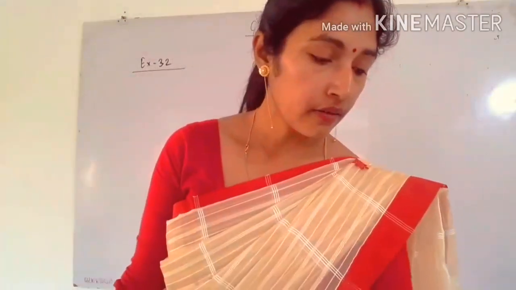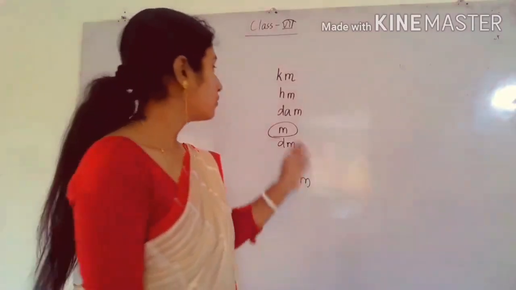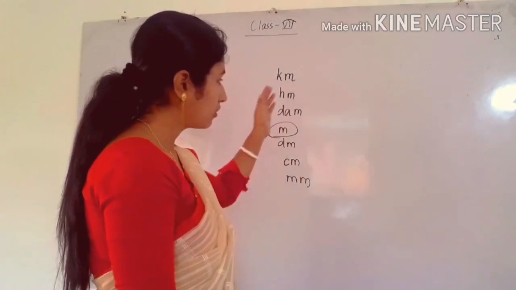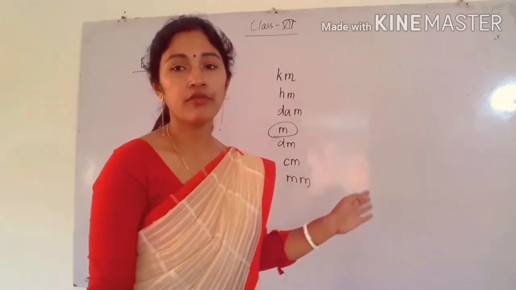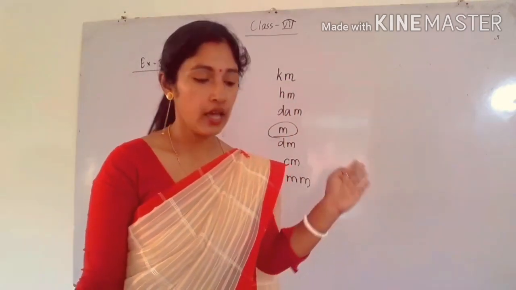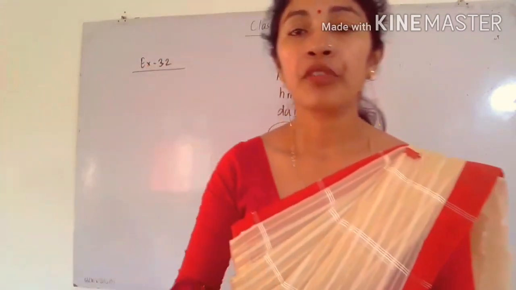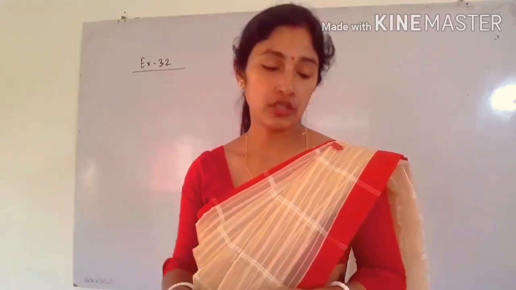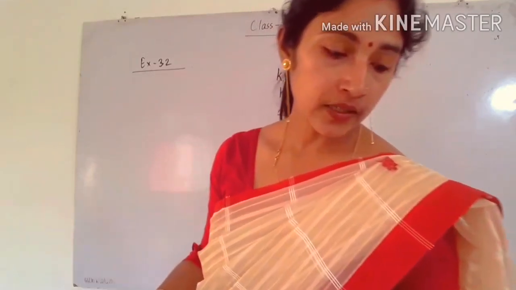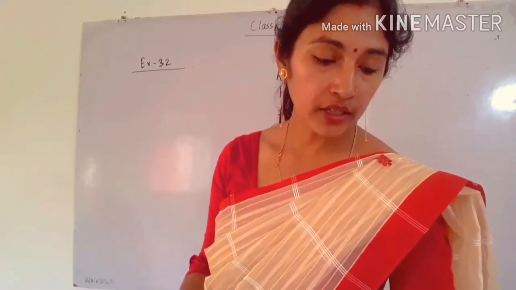So right now I am doing exercise 3.2. Try to write out the whole chart. This is the chart for length. Like this we have another chart for capacity and another chart for mass. So try to write them, and whenever you do a question, you have to follow the chart. Okay, so in exercise 3.2 I am taking question number 1, G.